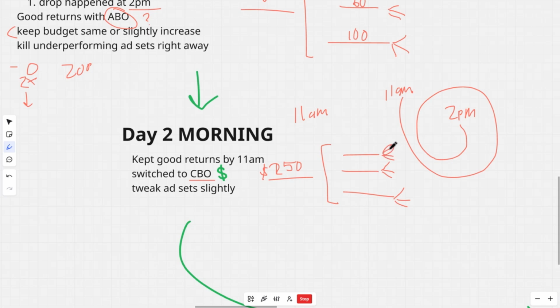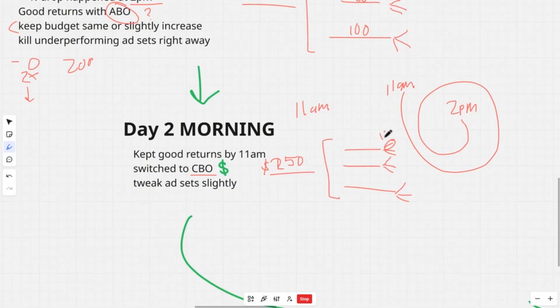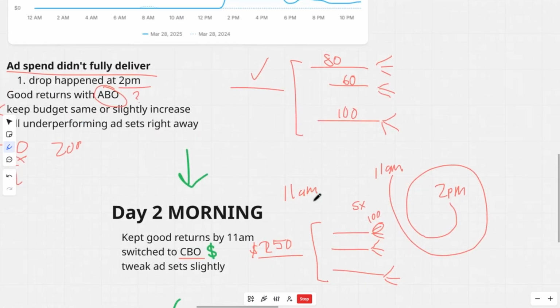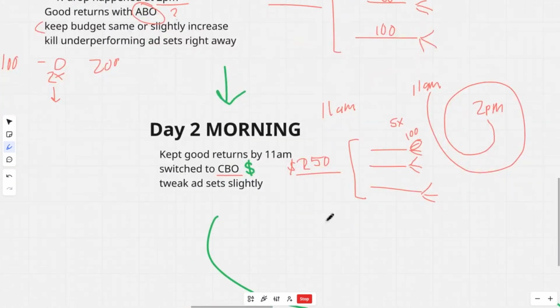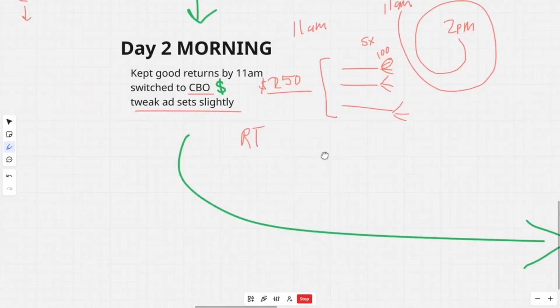So maybe this one ad, for some reason, is doing really well. This one ad might get $100 in spend across all of these, even though there's a $250 budget. But it's because this one's the best performing. If this one's at a 5x, you're going to want that one to get the most spend. So when you're working with higher budgets and you're trying to scale quickly, CBO is going to allow you to do that. I tweaked some of the ad sets slightly, like the retargeting, just to make sure they were working.